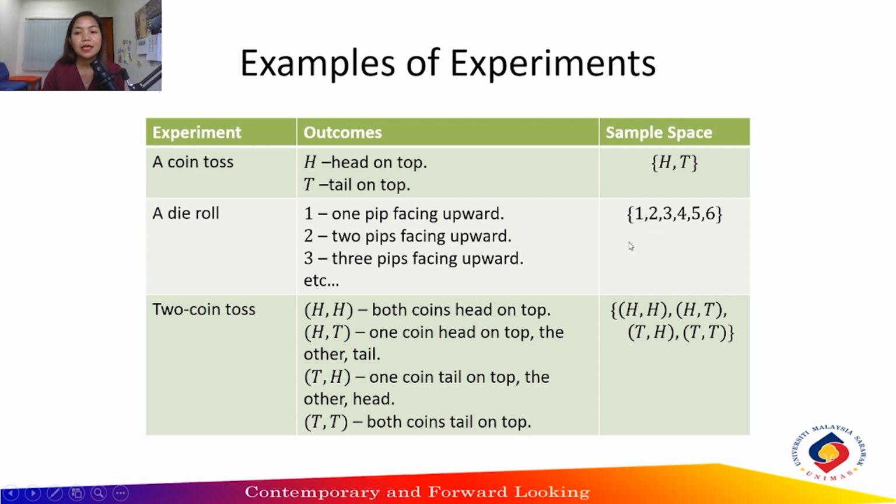4, 5 or 6. And then for 2 coin toss, we can have the first outcome, maybe both coins head on top, 1 coin head on top and the other tail, 1 coin tail on top and the other head, and both coins tail on top. So for the sample space, where we do an experiment of 2 coin toss, we will have HH, HT, TH and TT.